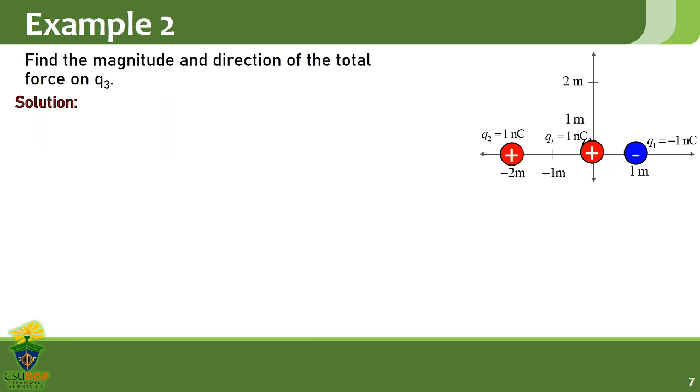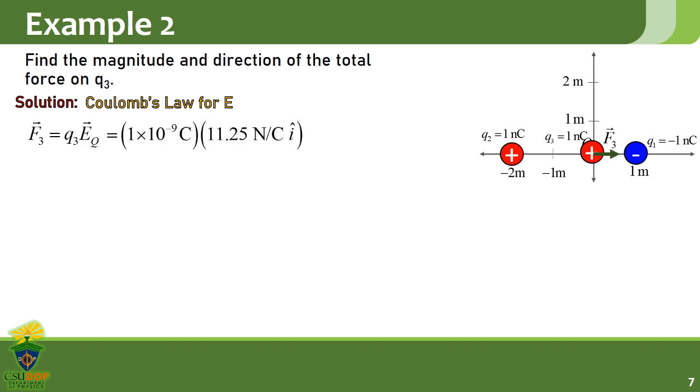Since we already know the total electric field at point Q where the charge Q3 is located, we can also use it to solve for the total force on Q3. This force is just the product of Q3 and EQ. Utilizing the previous result, we get a value similar to what we have obtained in the previous method.